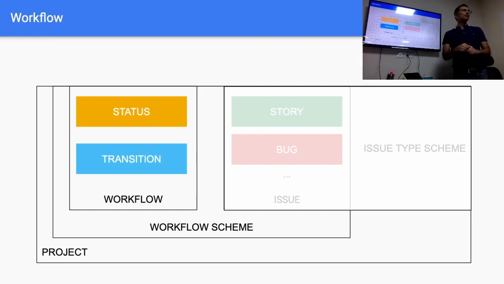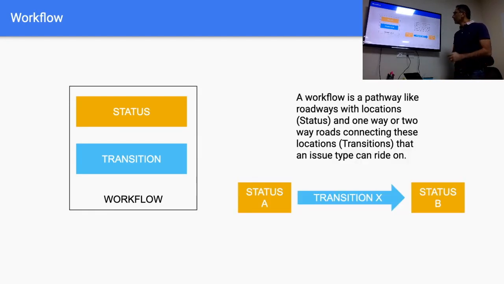So now, what's a workflow? A workflow is basically a pathway that an issue takes. You can imagine it's going on a road, and what are the different stops it will go to, right? Those are the statuses. Different stops are statuses, and the path, the road that it's going to take, is the transition.